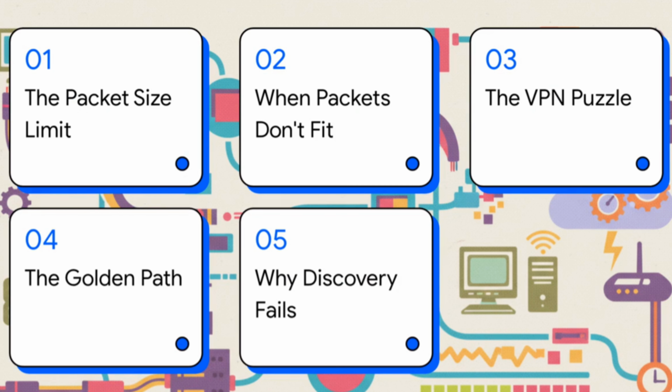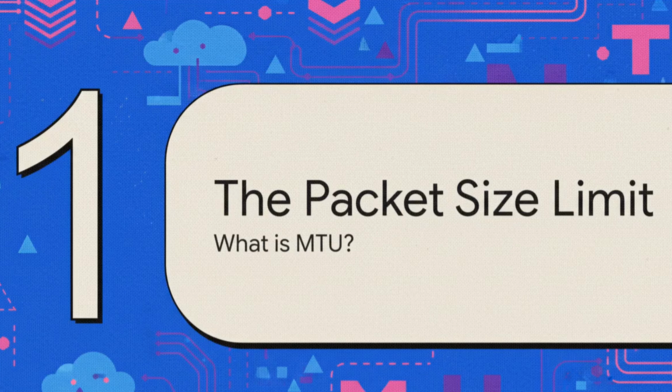All right, so to really get to the bottom of this, we're going to follow the journey of a single piece of your data, a data packet. First, we'll learn the basic rule of the road for all data on the internet. Then, we'll see what happens when that rule gets broken. We'll dive into why VPNs are such a common headache, explore the internet's own clever built-in solution, and finally, we'll uncover why that smart solution often fails so spectacularly.